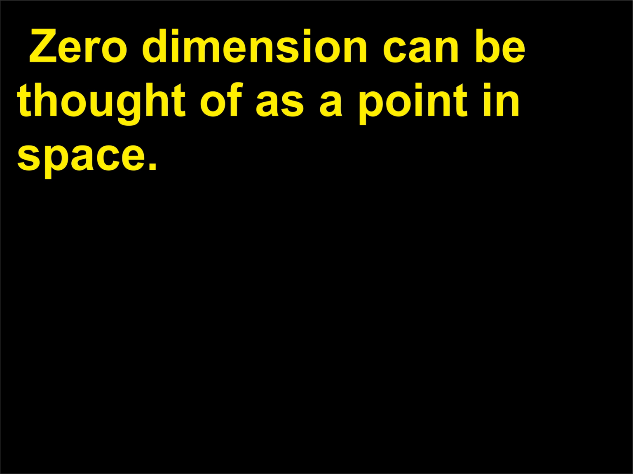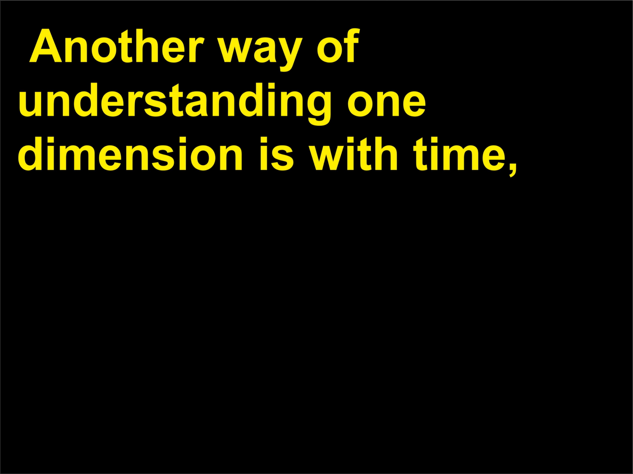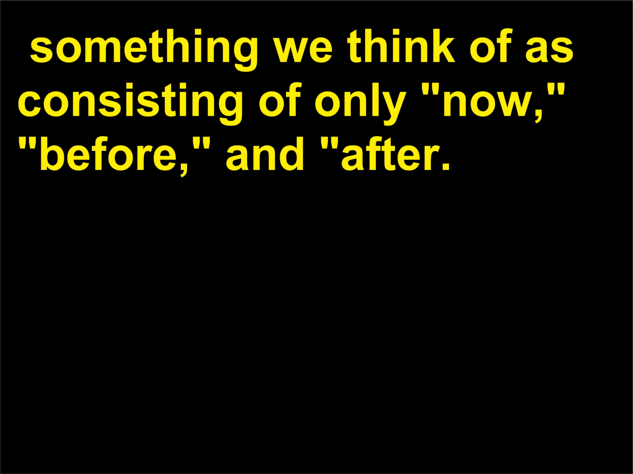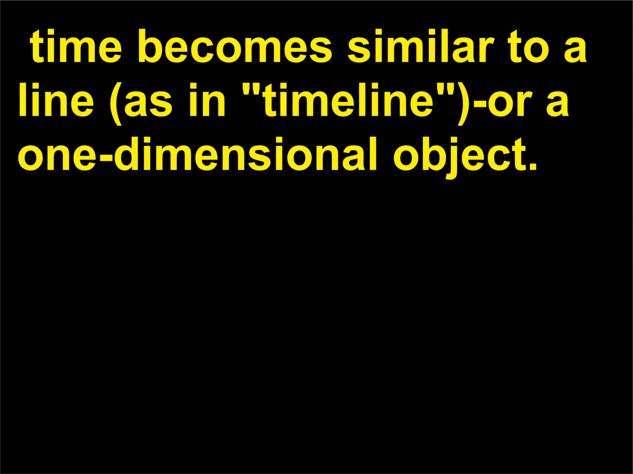Zero dimension can be thought of as a point in space. One dimension can be visualized by a line or a curve in space. Another way of understanding one dimension is with time. Something we think of as consisting of only now, before, and after. Because the before and after, regardless of whether they are long or short, are actually extensions, time becomes similar to a line, as in timeline, or a one-dimensional object.